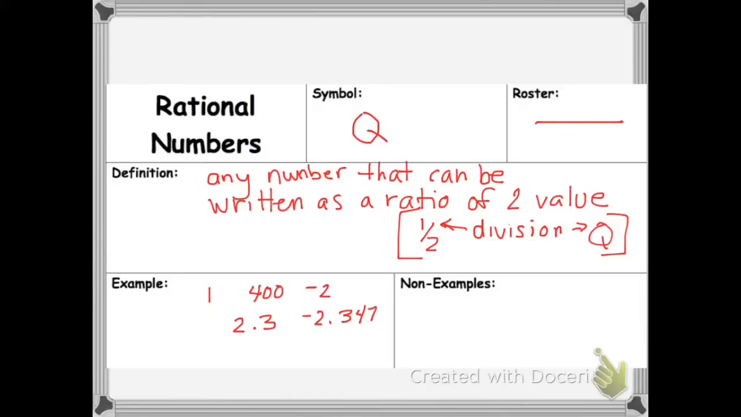Non-examples of rational numbers would be things that do not repeat, things that go on forever without repeating, like pi, or the square root of any prime number. Okay, so if a decimal repeats, like if you have 4.9 repeating, that actually can be written as a fraction, and so that is a rational number.